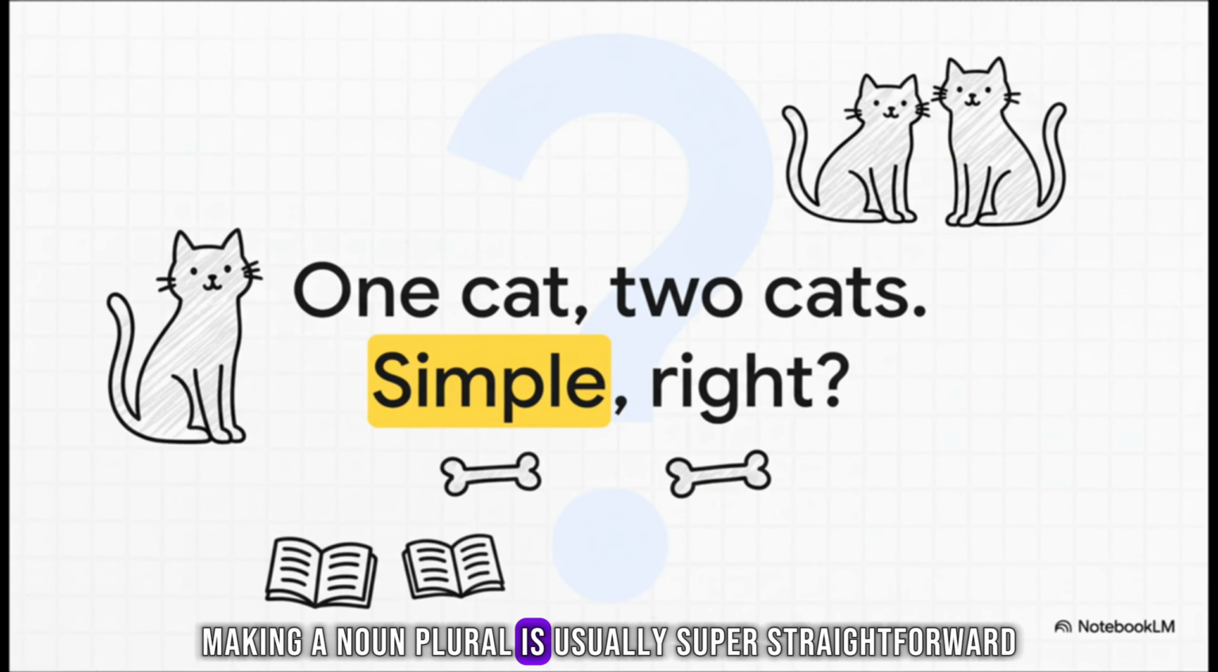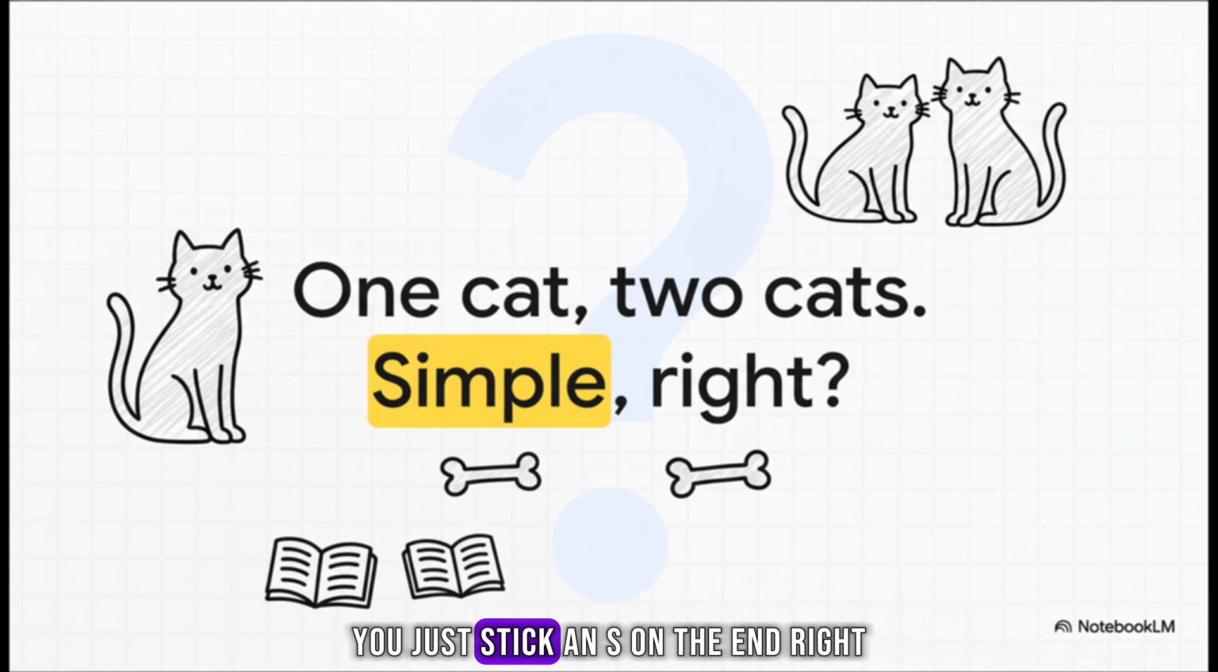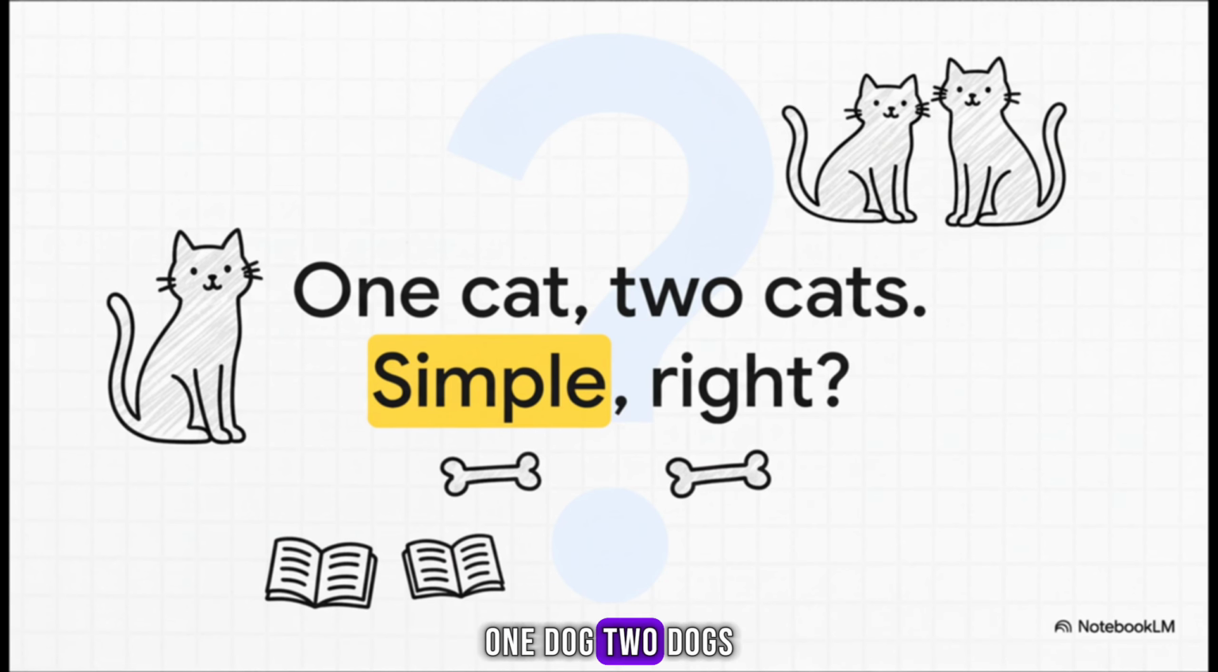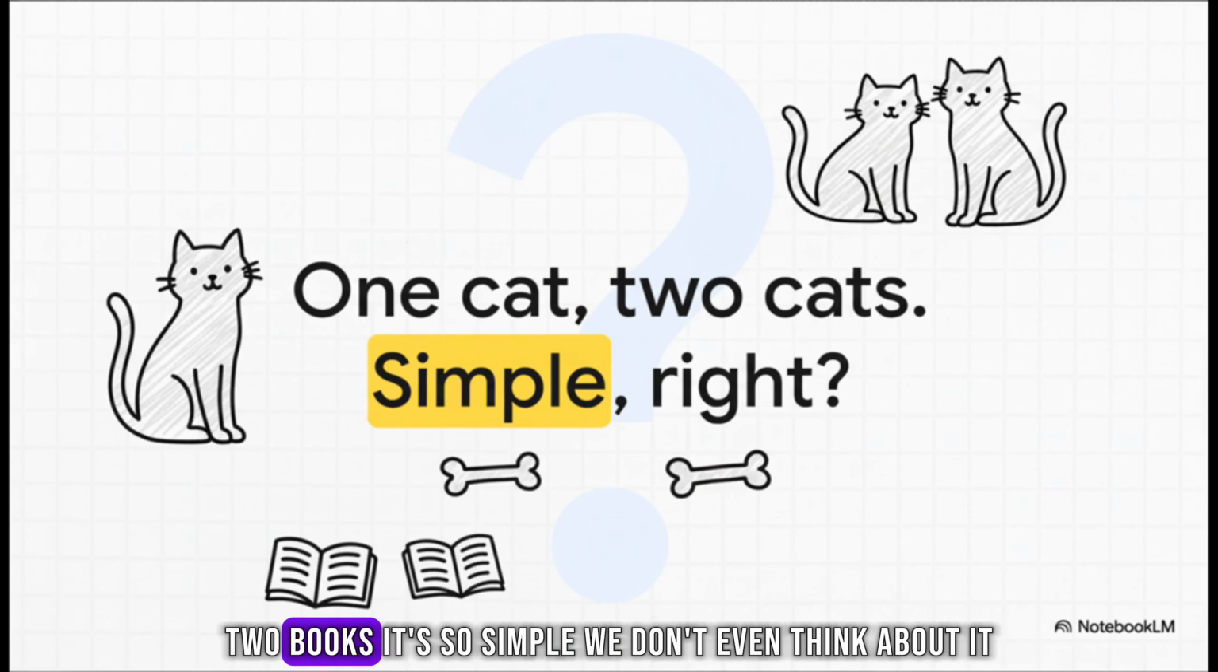Think about English for a second. Making a noun plural is usually super straightforward. You just stick an S on the end, right? One dog, two dogs. One book, two books. It's so simple, we don't even think about it.